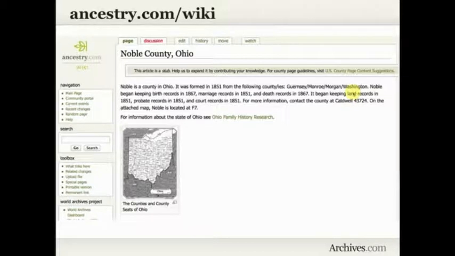But now I know, okay, if I think that this couple was married before 1851, let's say I think that they were married in the 1840s, I know I'm not going to find their marriage record in Noble County because it simply didn't exist. But maybe I should start looking in these other 4 counties.